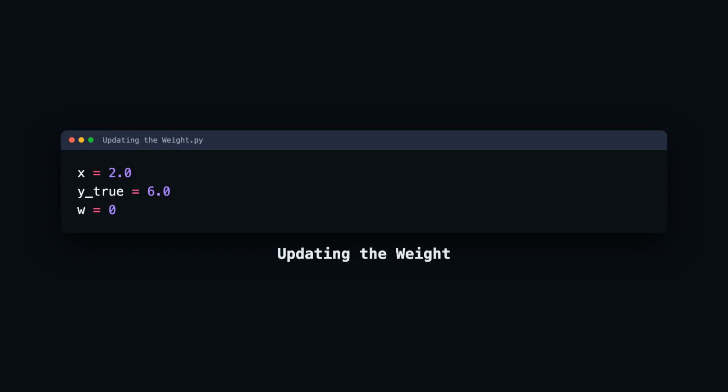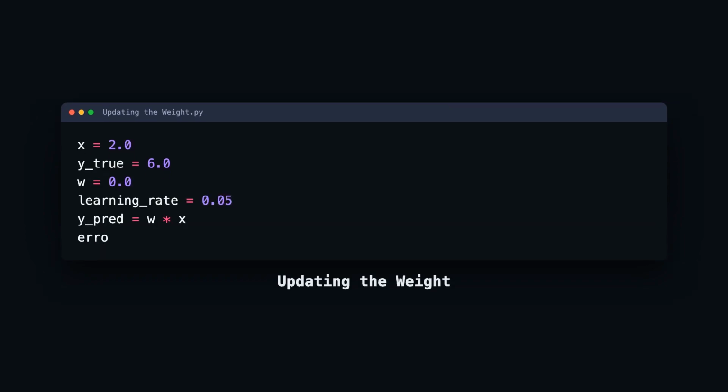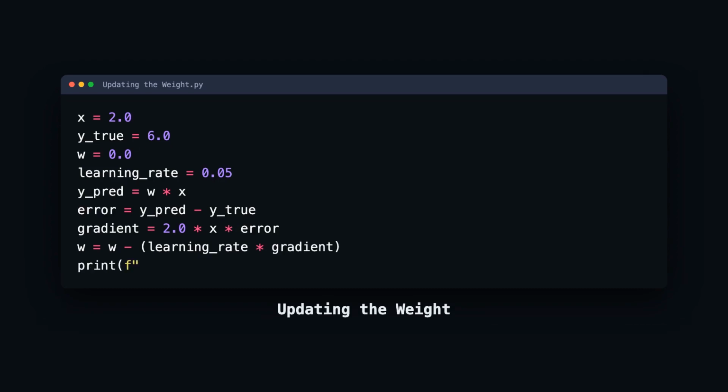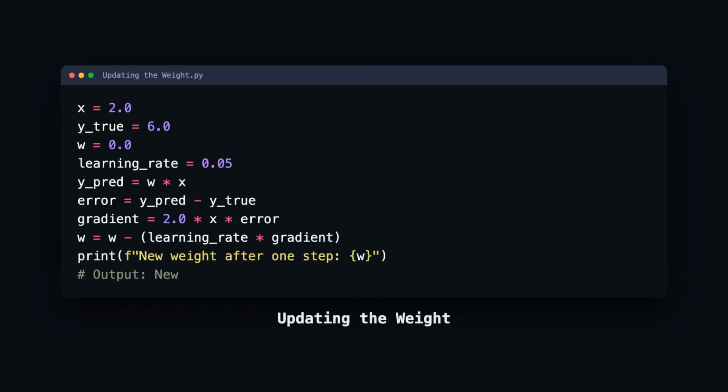Now we are ready to perform our very first optimization step by updating our weight parameter. We adjust the weight by subtracting the product of the learning rate and the calculated gradient. We subtract because we want to move downhill, opposite to the direction of the steepest descent. Our weight successfully moves from 0 up to 2.4, which brings it much closer to the ideal target. A frequent bug is accidentally adding the gradient instead of subtracting it, which drives the model uphill away from the solution.